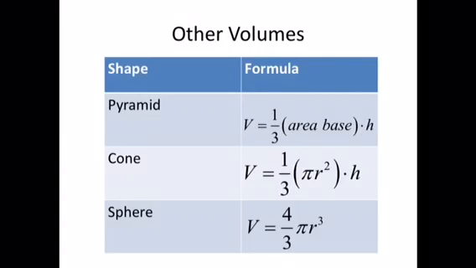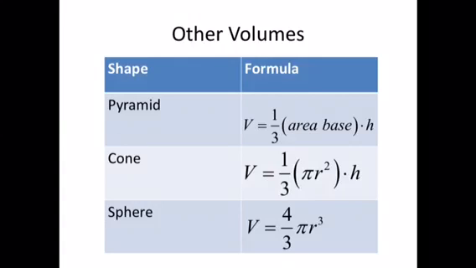The cone is always going to have a circle as its base, so we know the area of the circle is pi r squared. Again, that circle gets smaller as you move up, which is what the 1/3 accounts for. So the formula for the volume of a cone is 1/3 times the area of the circle times the height of the cone.